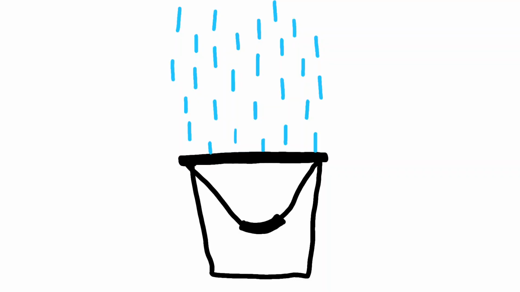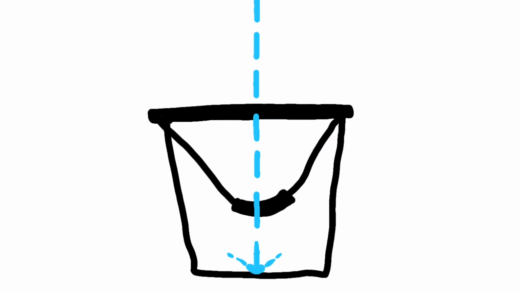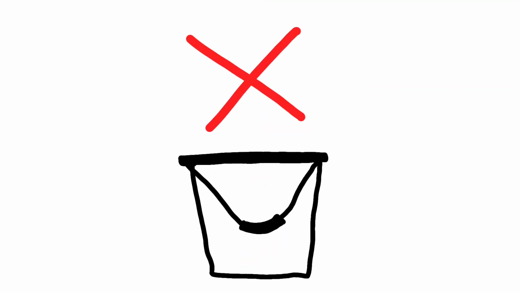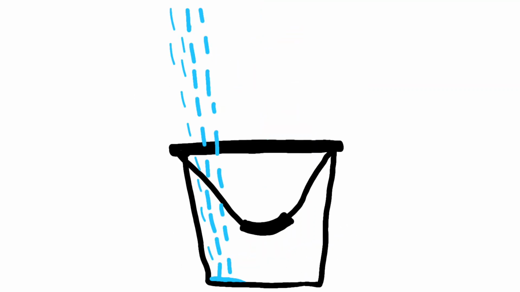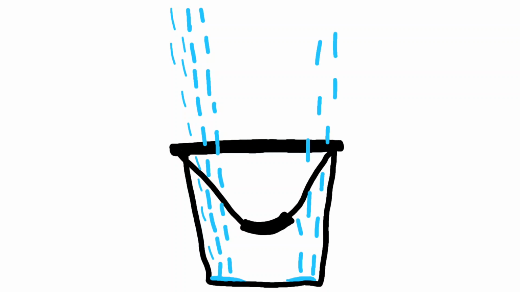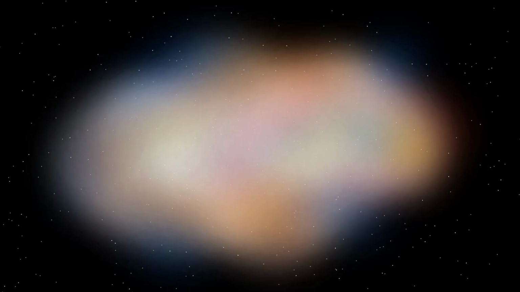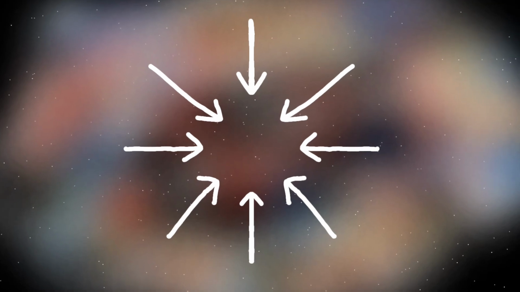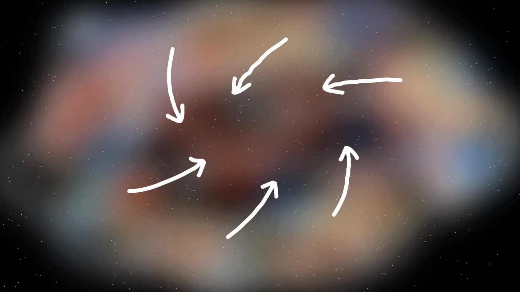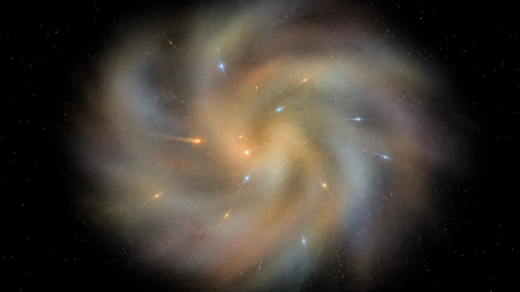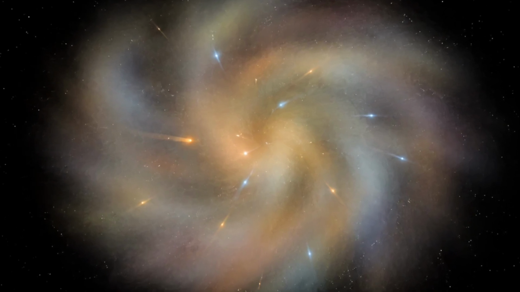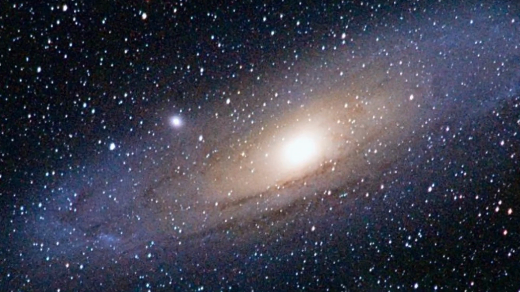Imagine rain falling into a bucket. If every drop landed perfectly in the center, the bucket would never turn. But if just a few more drops hit one side than the other, the bucket begins to rotate. A forming cloud works the same way. Gas doesn't fall perfectly toward the center. It falls slightly off-center, giving the cloud a tiny amount of rotation. At first, the spin is almost impossible to notice. Then the universe gives it a few more pushes.